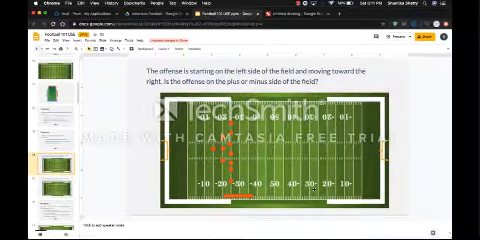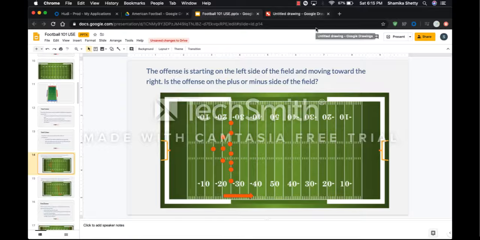They are moving this side. This is the end zone that they are going to score. So the question is, is the offense on the plus side of the field or the minus side of the field? Plus side is the one that is after 50. Minus is the one that is before 50.